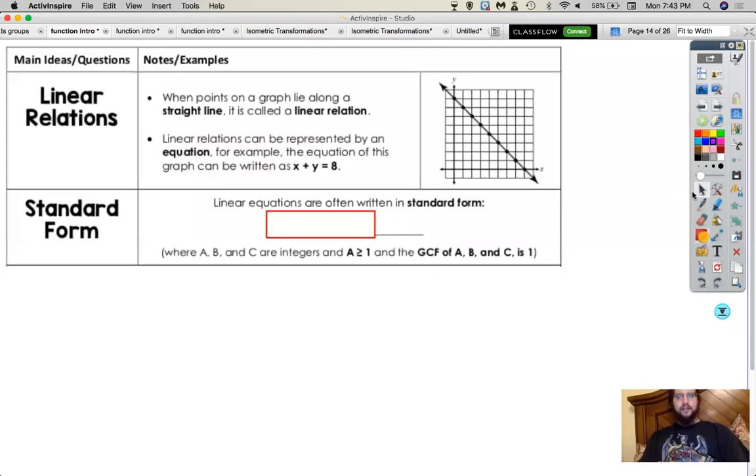Hey guys, we've got another easy day ahead of us. So now we're going to review some types of equations, starting with linear. So this is a linear equation. It's just a straight line.